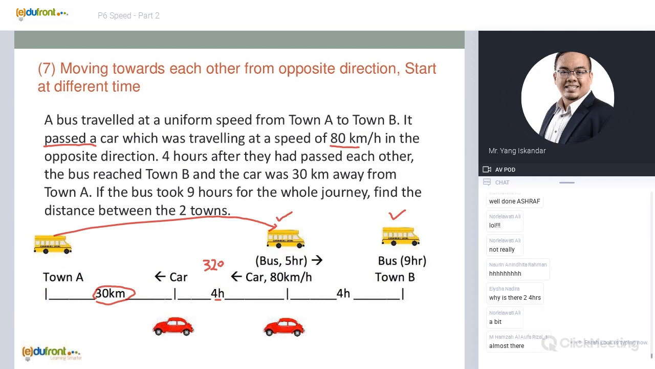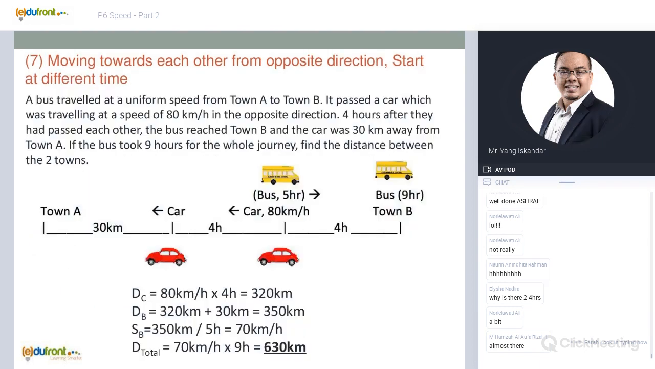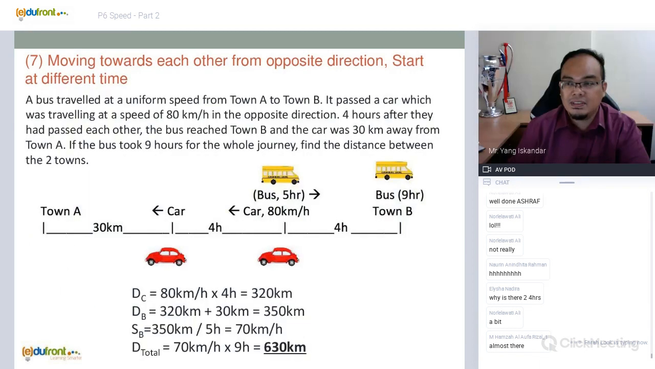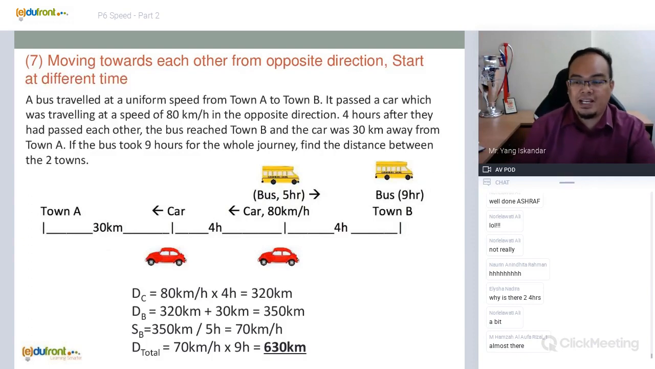Okay, now let's do it together. Welcome back. Let me read the question again, and we will use the timeline to illustrate it. The bus traveled at a uniform speed from A to B, so the bus was traveling in this direction. It passed a car which was traveling at the speed of 80 kilometers an hour in the opposite direction. So this is the point where the bus passed the car.